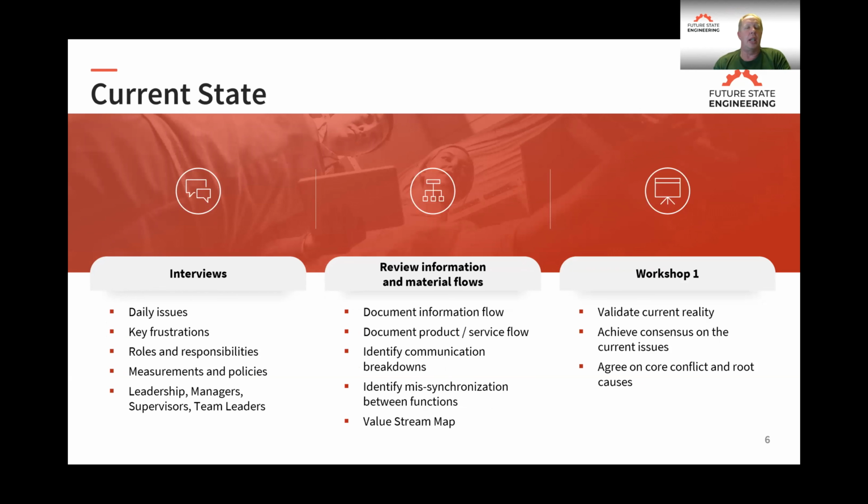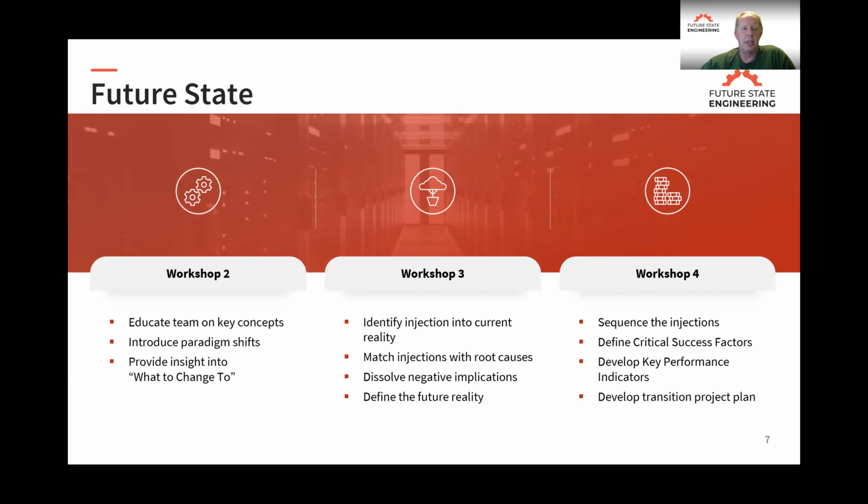The current state process is broken up into the three elements that I already discussed: the interviews, then reviewing the current information and material flow, and the workshop that reports on what our findings are. And typically when we look at the root cause, we start to see some core conflicts that the organization has been struggling with. What we want to do as part of this future state design is to break those conflicts.